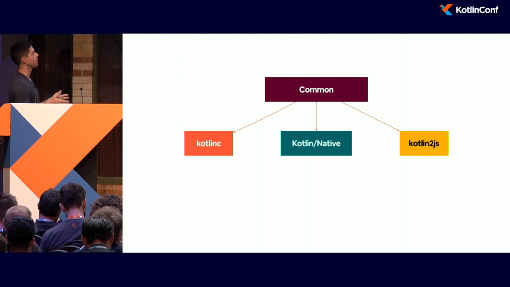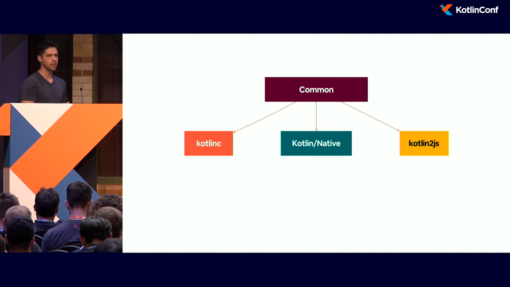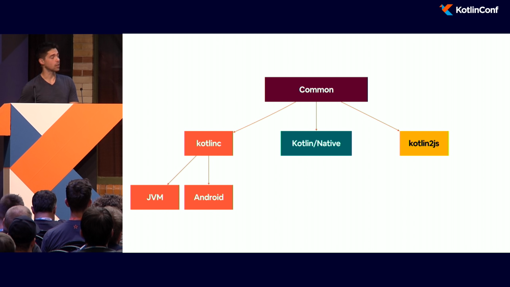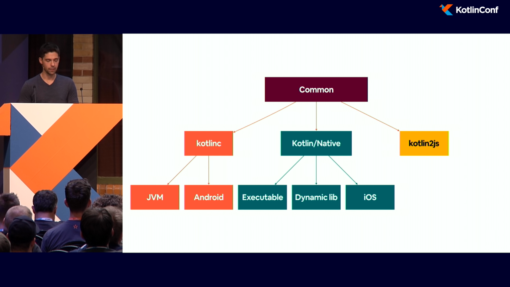There are basically 3 ways you can go about it. You can use Kotlin C to target JVM or Android, and you can use Kotlin 2 JS to target the web. And you can use Kotlin Native, which unlocks a whole new set of platforms. Starting with Kotlin C, you can target JVM and Android, pretty straightforward. That's how it started. If you use Kotlin Native, then it gets a little more interesting. You can ship it as a dynamic library, or as an iOS framework, or even as an executable. The things you can do here start to get really powerful.